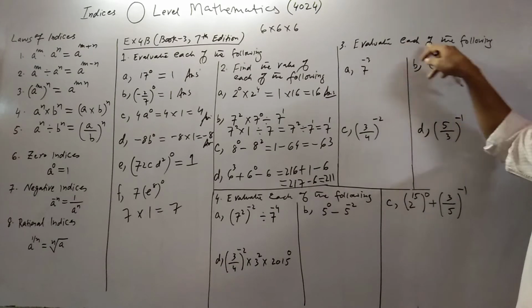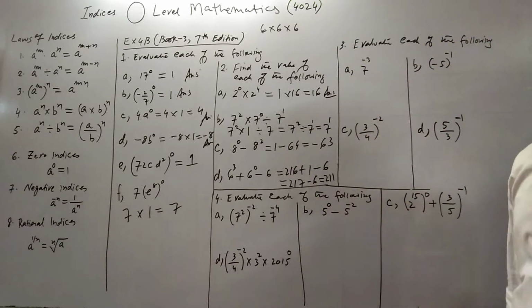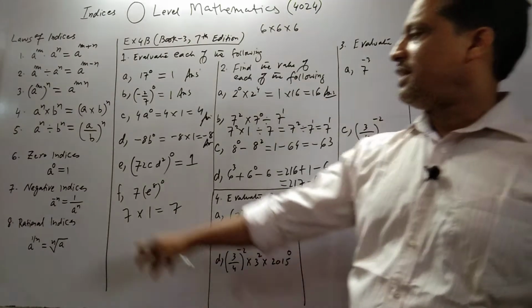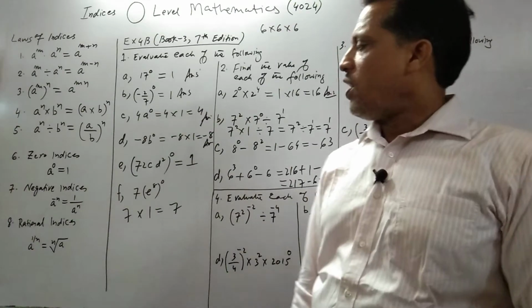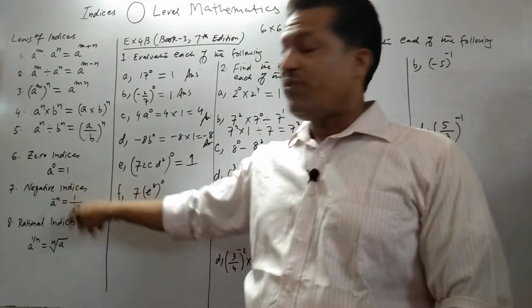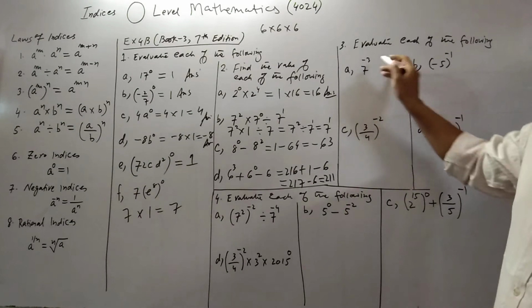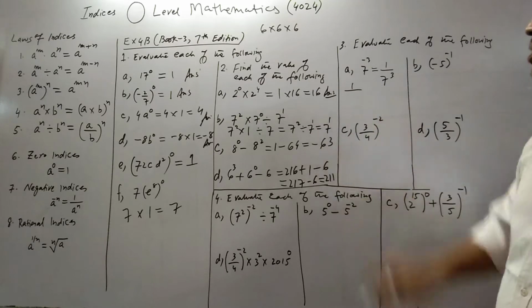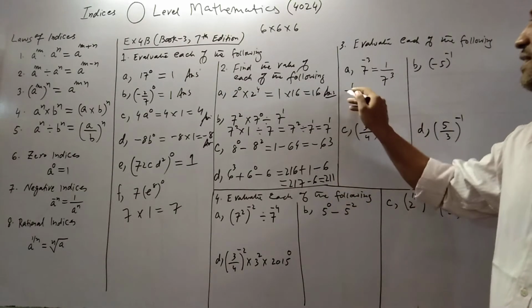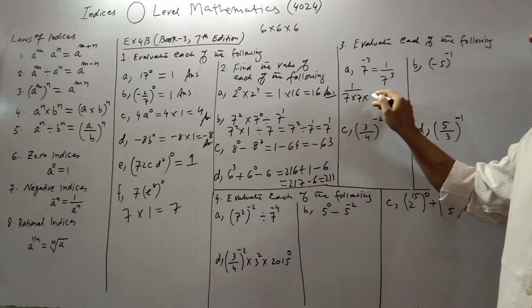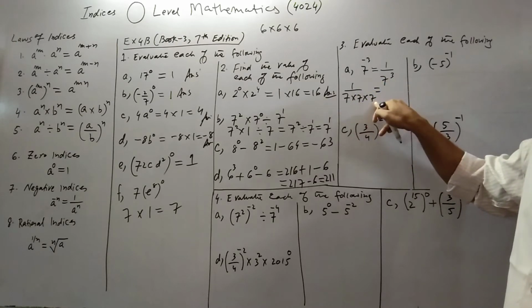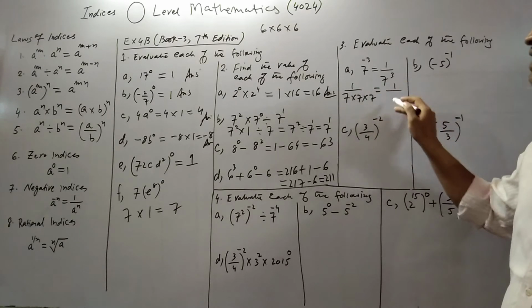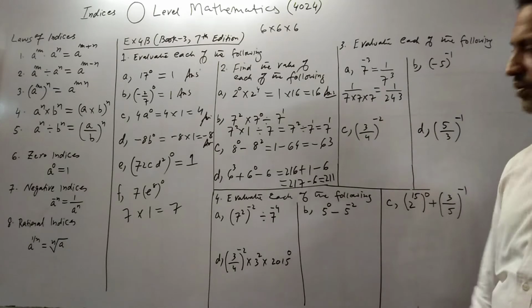Question number 3. Evaluate each of the following. 7 to the power minus 3. Now, if you see a power in minus, which law holds? Law number 7. Negative indices. So, if you have a to the power minus n, it becomes 1 upon a to the power n. Similarly, 7 to the power minus 3 becomes 1 upon 7 to the power 3. 1 upon 7 to the power 3 means multiply 7 3 times. 1 upon 7 into 7 into 7, because this is the power of 3. So 1 upon, 7 7s are 49, 49 7s are 343 is the answer.